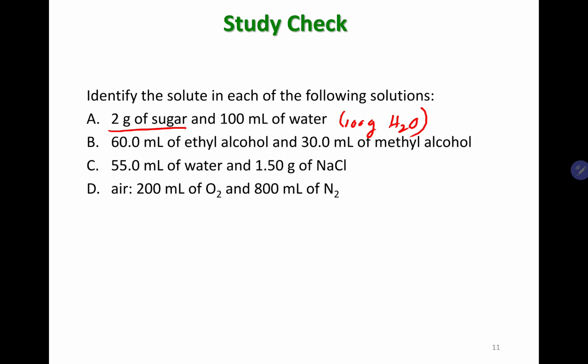In B, you have ethyl alcohol and methyl alcohol. The minor component is methyl alcohol or methanol, so therefore that will be your solute. In the next example, you have 55 grams of water and 1.5 grams of sodium chloride. So sodium chloride will be your solute, the minor component. In air, you have 200 milliliters of oxygen and 800 milliliters of nitrogen. So the minor component is oxygen, so that will be your solute. So that is an easy study check.